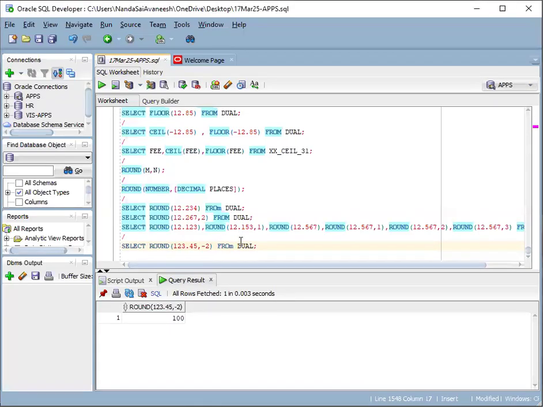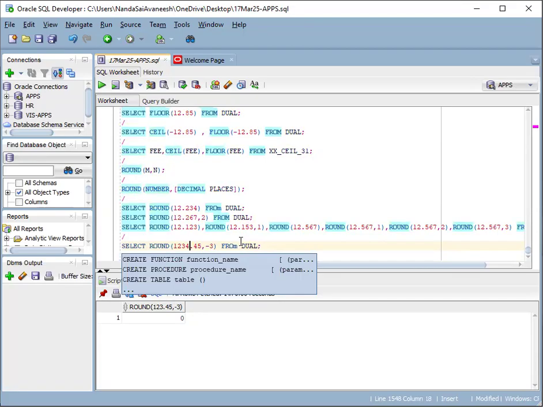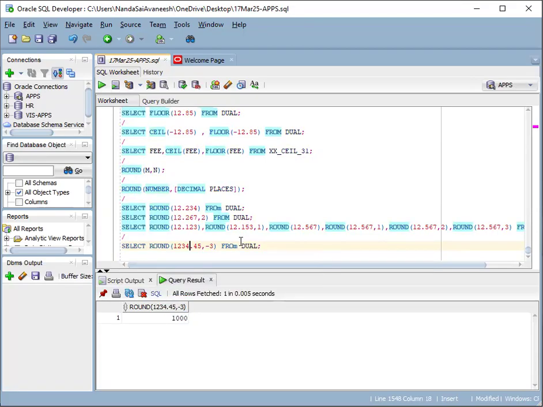So here previously -1 means the ones place is changed to 0. -2 means the tens place is changed to 0 here. Suppose -3 means it will be completely 0. Suppose if I add 1234.45, then it will be 1000. So what it is doing: -1, -2, -3, when you give the minus in the n value, automatically the places, ones, tens, hundreds, all become zeros.